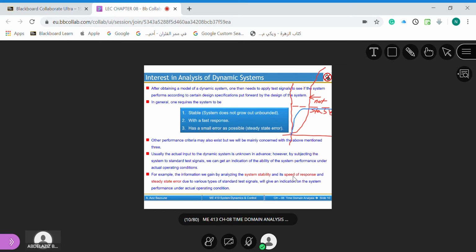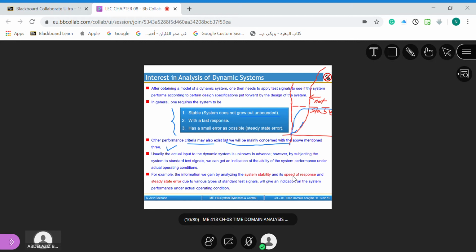The blue line, whereas the red line is not stable. So you want it stable, so it has a bounded output or a bounded reading. Is this clear, Shabab? These are basically the criteria that we want in our system dynamics and control. I hope everything is clear here. Other performance criteria may exist, but we will be mainly concerned with the above mentioned three.